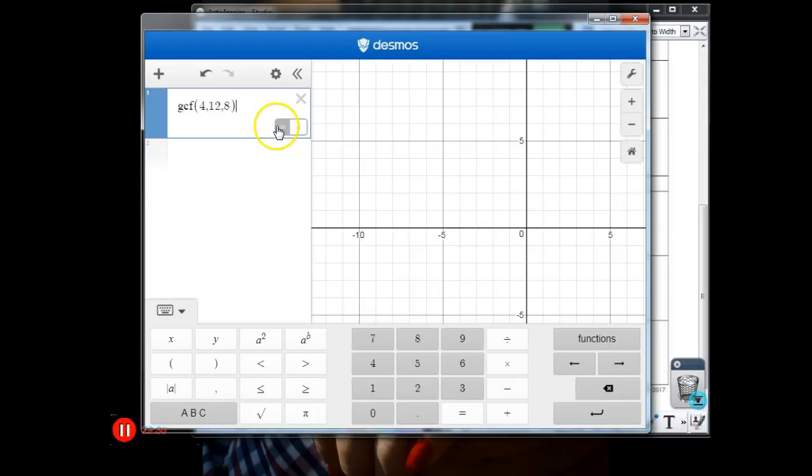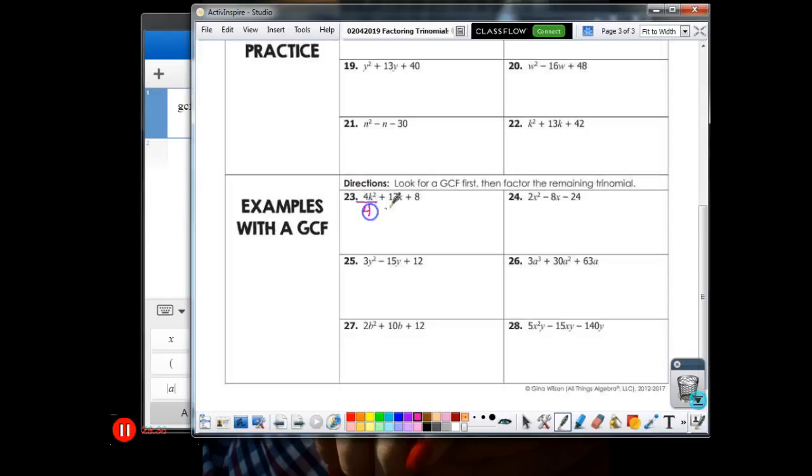So I'm going to factor out a 4. I divide all of these by 4. And this now becomes 4 times k squared, because the 4's cancel out. 12 divided by 4 is 3k. And then 8 divided by 4 is 2. And so now you're going to factor this out, just like we did above. Alright?